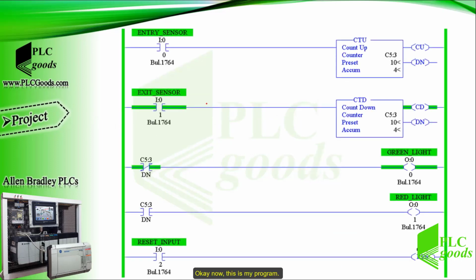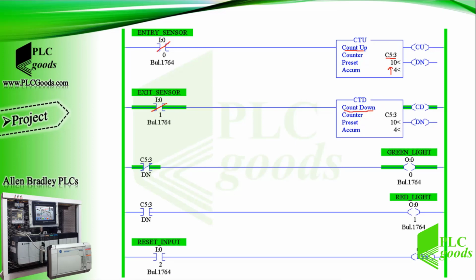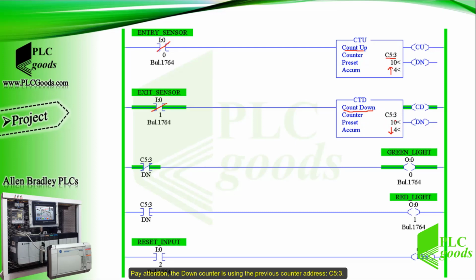Okay, this is my program. In my program, the enter sensor is connected to an up counter which increases the accumulated value of this counter, C5:3. In the second line, the exit sensor decreases the accumulated value. Pay attention, the down counter is using the previous counter address C5:3.